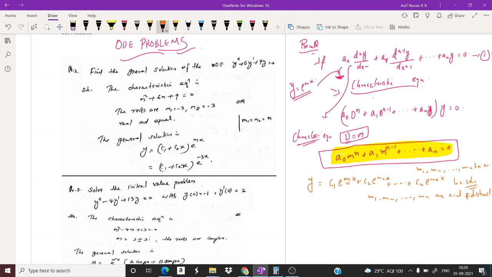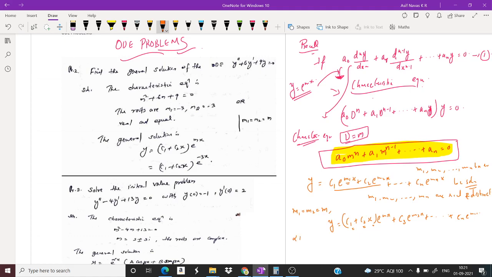Now, if m1 equal to m2 equal to m, that means there are repeated roots, then we will write this as y equal to (c1 plus c2 x) e^(mx) plus, if all other roots are distinct, c3 e^(m3 x) plus etc. Similarly, if there are three repeated roots, then it will be c1 plus c2 x plus c3 x squared.